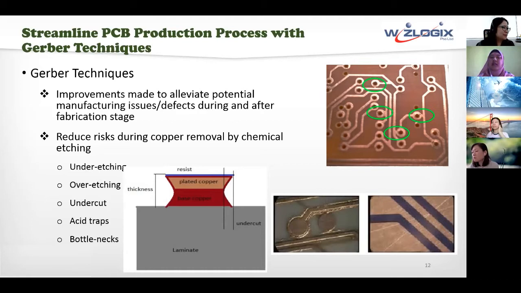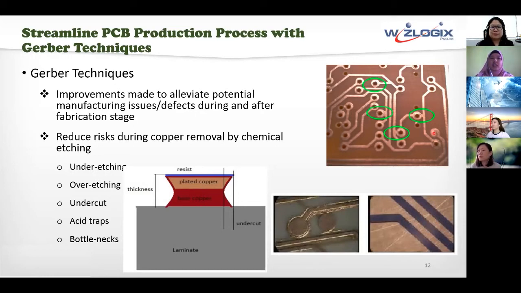Removing by chemical is a more mass process and is mostly used by the manufacturing house. Issues such as under etching, that means not enough copper removal, or over etching, that means too much copper removal, and undercut will also happen during the chemical etching stage. Acid traps and bottlenecks are also some of the risks involved in chemical etching for copper removal.